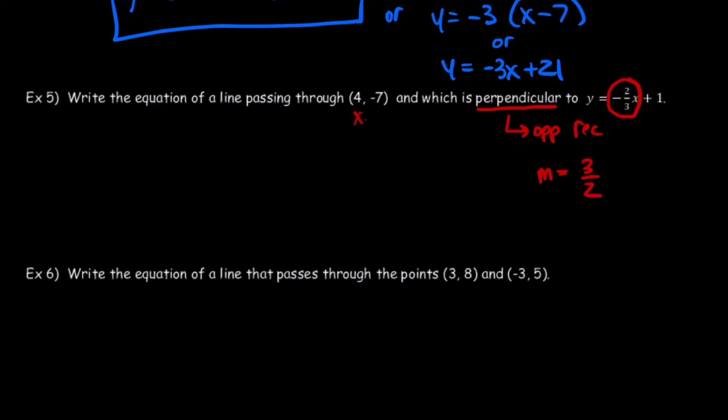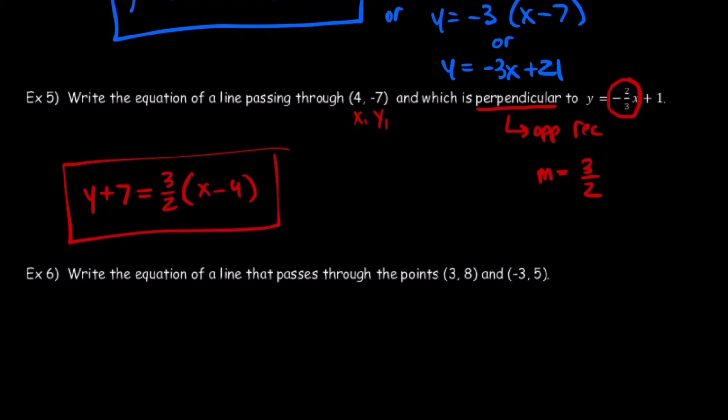This will be my x1, that'll be my y1. So I'll take this slope, that's my m, that x1, that y1. Here we go. Y minus the y coordinate, since it's a negative 7, becomes plus 7, equals your slope, which is 3 halves, times x minus the x coordinate. Good.